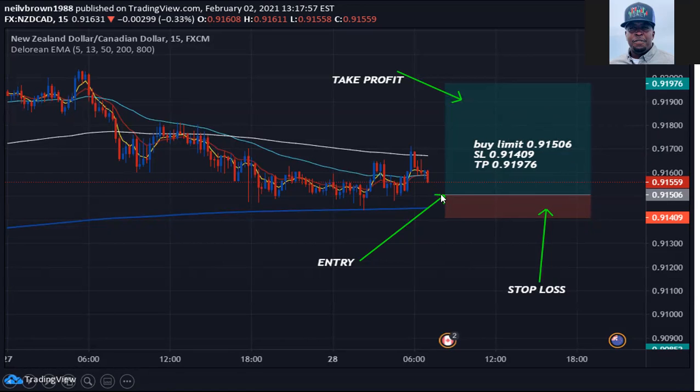Waiting for price to pull down to tag you into the market, and then it will push you back into profit for the buy. That is your buy limit. That is how you use a buy limit.